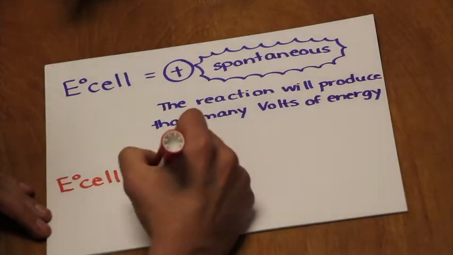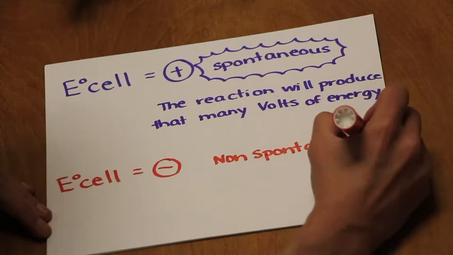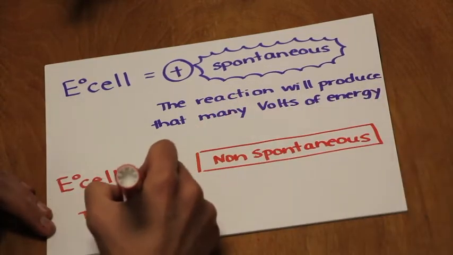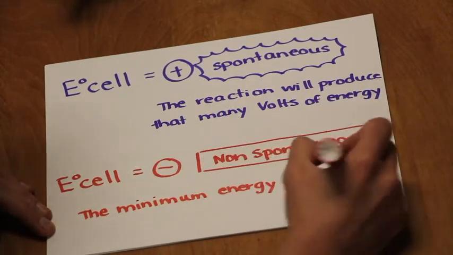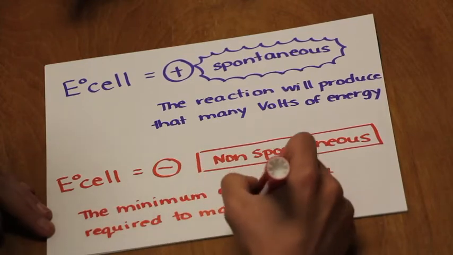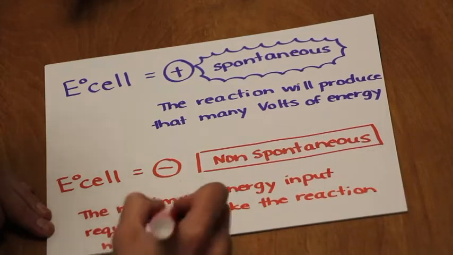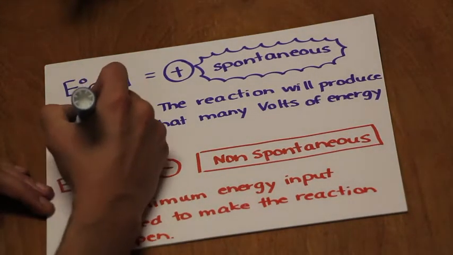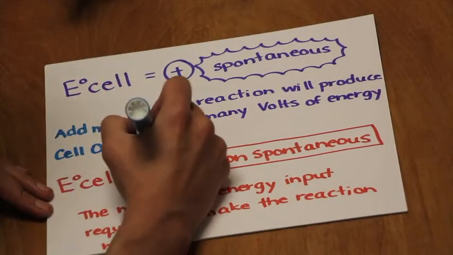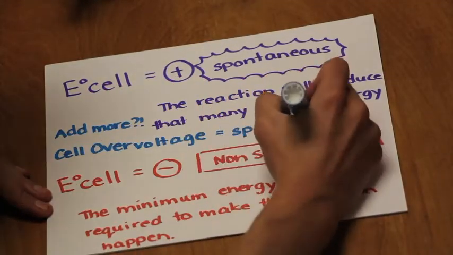If the cell potential is negative, it's a non-spontaneous reaction. It will require at least that amount of energy that you have calculated in order for the reaction to occur. If you add more energy, it's known as cell overvoltage. That will just speed up the reaction.